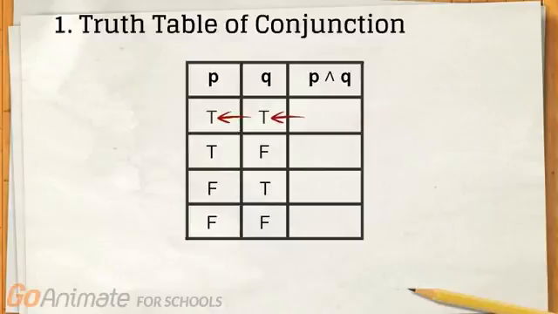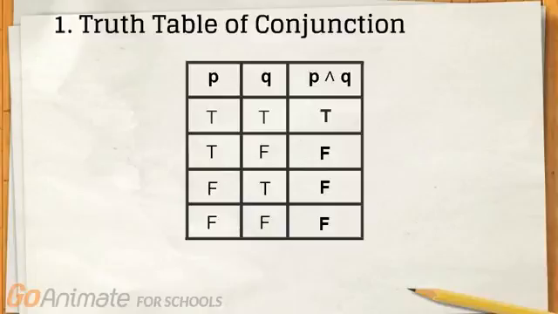When P is true and Q is true, then the conjunction for these two variables is true. When P is true and Q is false, then the conjunction will become false. When P is false and Q is true, then it will become false. When both P, Q are false, then the conjunction will become false.